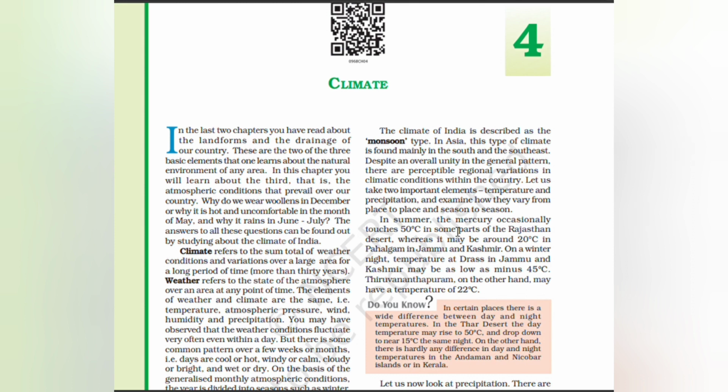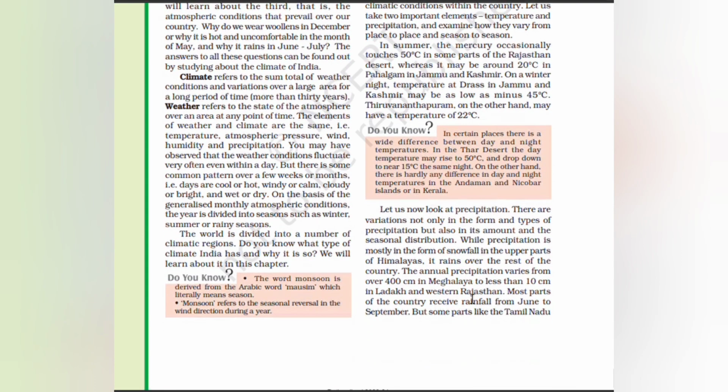In summer, the mercury occasionally touches 50 degrees Celsius in some parts of the Rajasthan desert, whereas it may be around 20 degrees Celsius in Pahalgam, Jammu and Kashmir. On a winter night, temperature at Dras in Jammu and Kashmir may be as low as minus 45 degrees Celsius. Thiruvananthapuram, on the other hand, may have a temperature of 22 degrees Celsius.